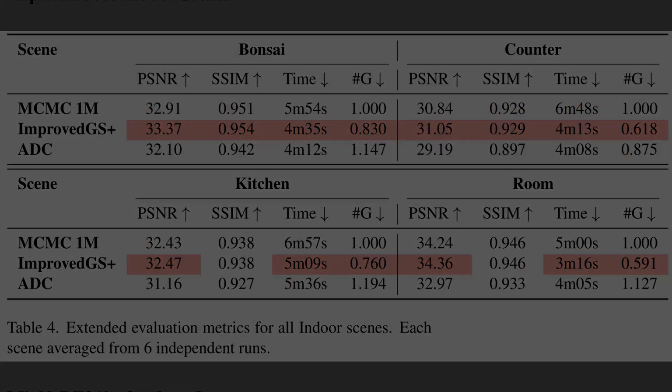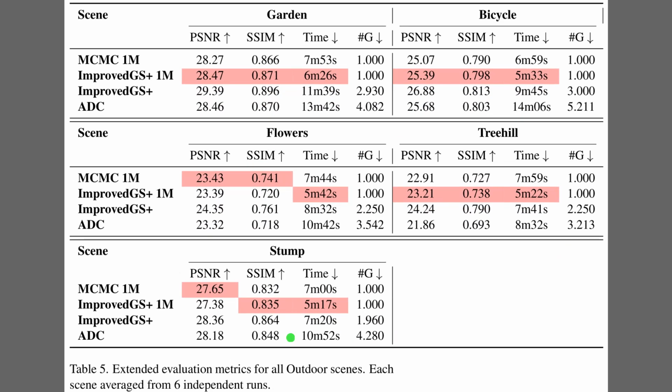Okay, while Table 4 focused on indoor environments, Table 5 shifts the evaluation to the 5 outdoor scenes. The highlighted rows compare the ImprovedGS Plus 1 million variant against the MCMC baseline. For scenes like garden and bicycle, the new method delivers higher peak signal-to-noise ratios and cuts training time by over a minute. Even for the flowers or stump scenes where the baseline slightly wins on image quality, ImprovedGS Plus maintains a significant speed advantage. Finally, the full ImprovedGS Plus model uses far fewer Gaussians than the ADC baseline across all scenes, yet consistently finishes faster with superior visual fidelity.